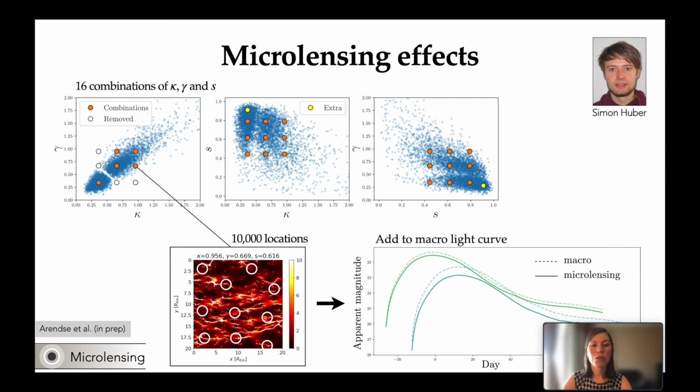So here you can see a result of a light curve where the dashed lines are the macrolensing, so without any microlensing taken into account, and the solid lines are what you get when we add a random microlensing realization. So for this system, it would result in both of the images being a bit fainter than without microlensing.